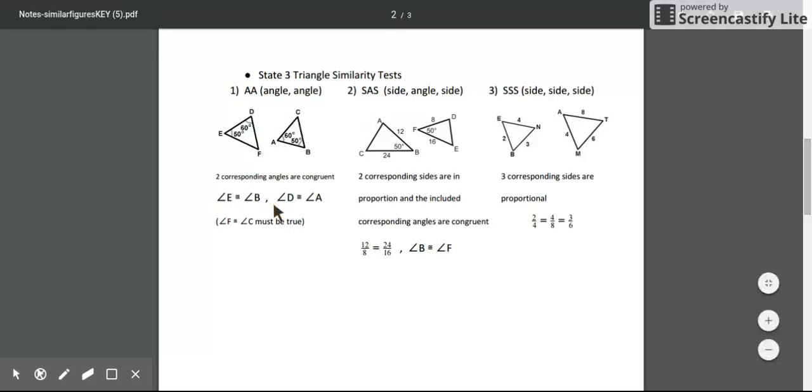So there's a shortcut you can take if you know that two corresponding angles are congruent. Just say which two are congruent and corresponding, and you can call it the angle-angle similarity, and you can say they're similar. For a second type of similarity test, we could look at just two sides. We don't need all three sides.